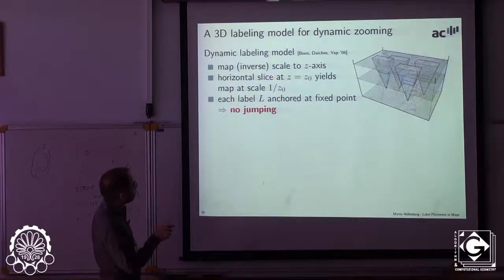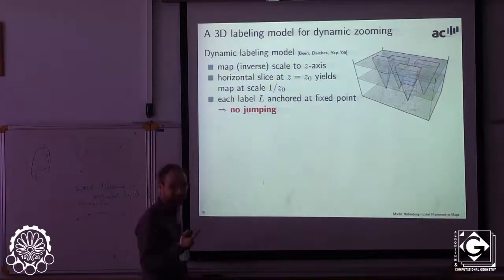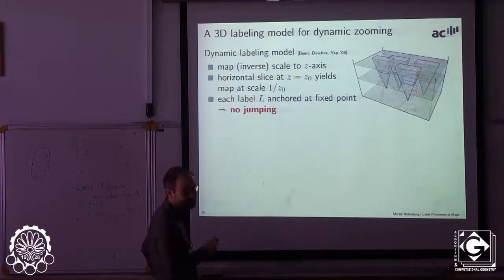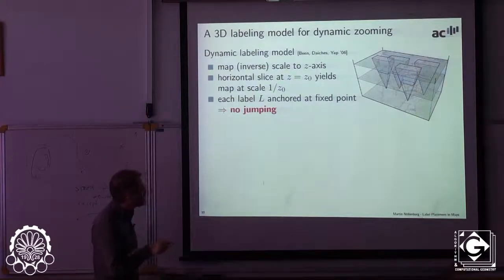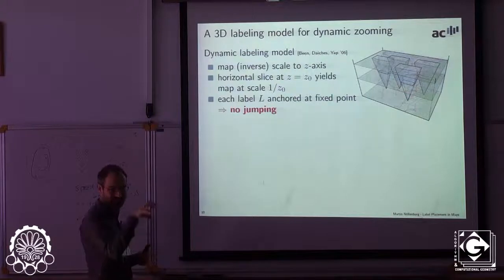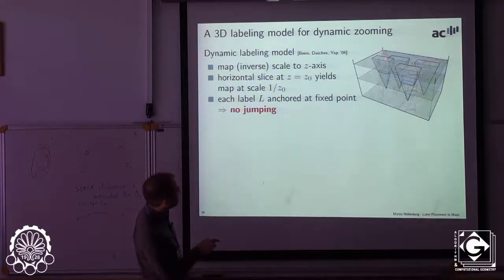So yes, I said that if you take a horizontal slice, it should give you the correct map for this particular scale. And now the question is what happens to the labels in that kind of 3D space. And you see that they look like pyramids with their apex on the ground plane. What that means is if you go to higher levels in that model, it seems like the label boxes are large. They cover more of the space of the map.